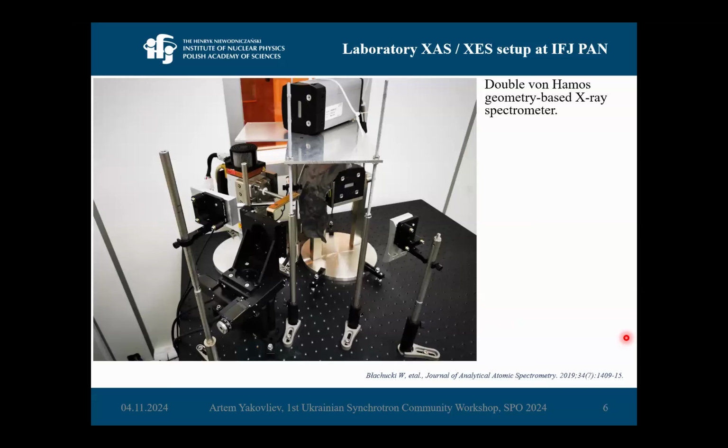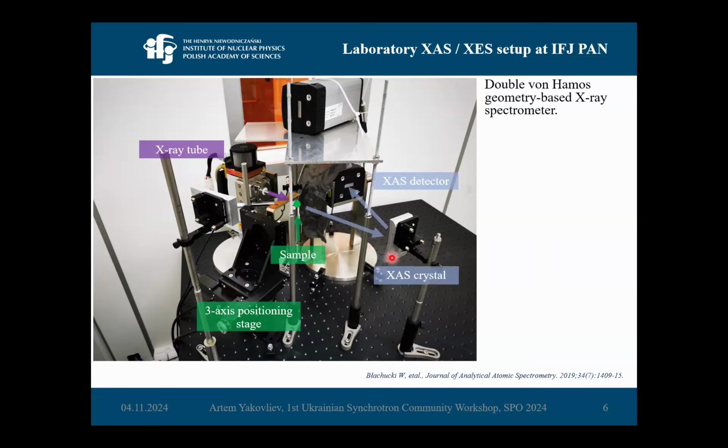And in our lab, we have the second type of spectrometer. We have a double von Hamos geometry-based X-ray spectrometer. So on the left here, we have an X-ray tube with installed polycapillary optics, which focuses the beam on the sample. The sample is fixed on a 3-axis positioning stage, so we can move the sample around and find the best spot for spectroscopy. And then we have a XAS part.